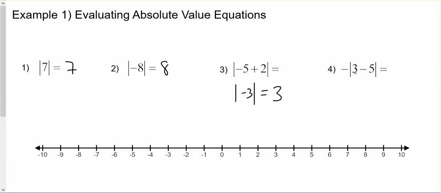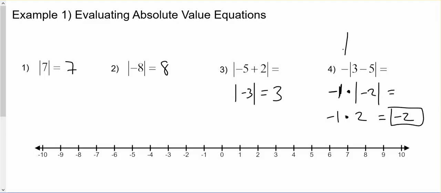For number 4, we need to evaluate what's inside our absolute value first. So this is negative. That little negative sign means -1 times the absolute value of -2, because that's what 3 minus 5 is. The absolute value of -2 is 2, so we've got -1 times 2. And -1 times 2 makes -2. The whole reason that became negative is because that negative sign right out in front means to multiply by -1 at the end.